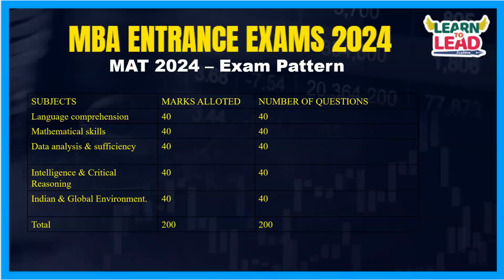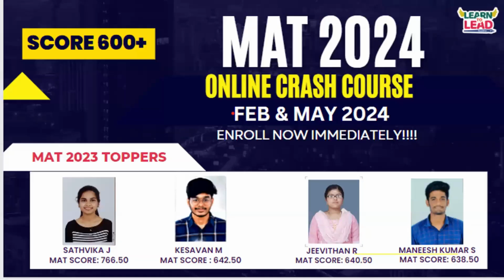And this is your exam pattern. The exam consists of 5 sections: language comprehension, mathematical skills, data analysis and sufficiency, intelligence and critical reasoning, and Indian and global environment. From each section, 40 questions will be asked, and in total you need to attempt 200 questions in 2 hours 30 minutes. This is the exam pattern.